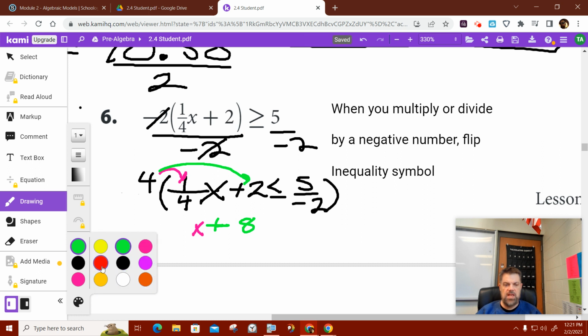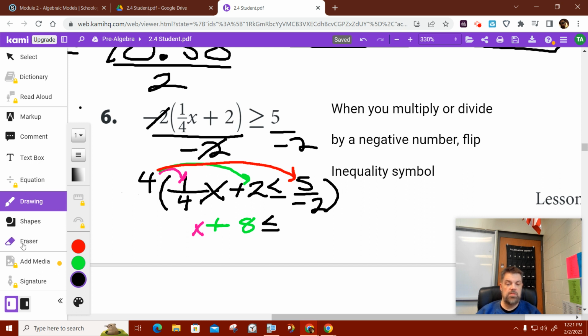Then I'm going to multiply 4 times 5. What's 4 times 5? What's 20 divided by negative 2? Yeah, it's 10. You're half right. But remember, you're taking 20 and dividing it by a negative 2. So technically, what is it? No, it's negative 10, right?